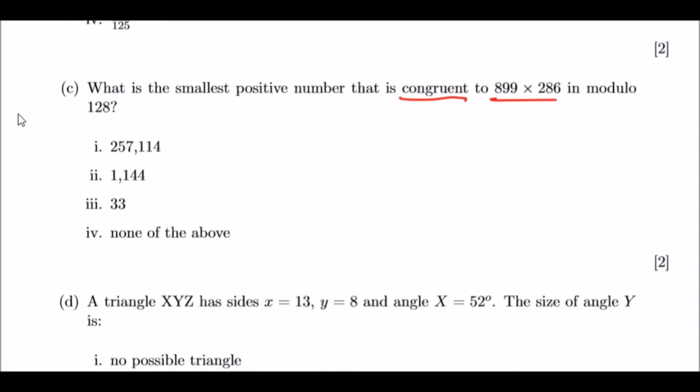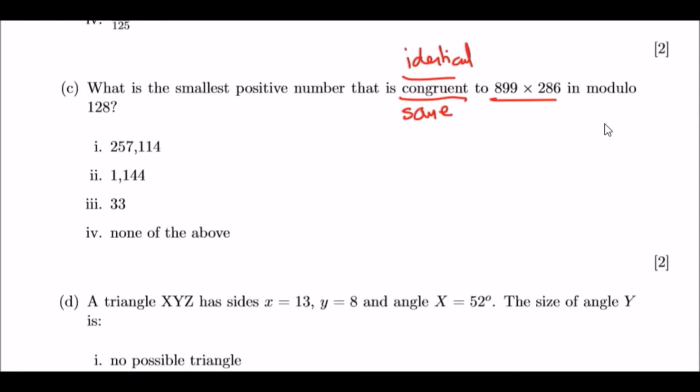So what this means here, that you need to find a number that is the same as this in mod 128. And it's also the smallest positive. So this word means identical or same. So we need to find an identical figure in mod 128. Alright, so first thing you want to do is smash this in your calculator, 899 times 286.